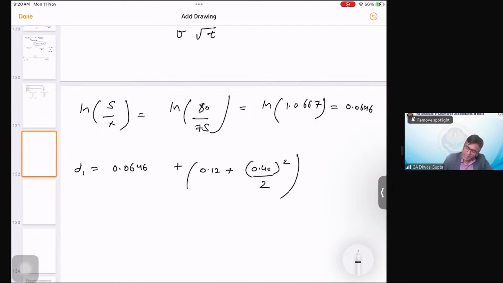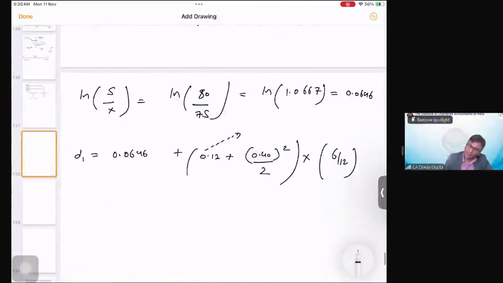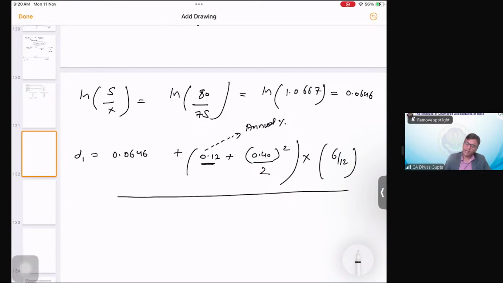Now students, please don't make the mistake of converting R also to the 6-month equivalent first. No, let's not do that, because overall we are multiplying with the term T, which is 6 months. If you directly take 6 instead of 12 here, it will get multiplied 2 times. So you have to always take the annual percentage here. Always take the annual percentage. This whole divided by 0.40, which is volatility, under root 6 by 12.